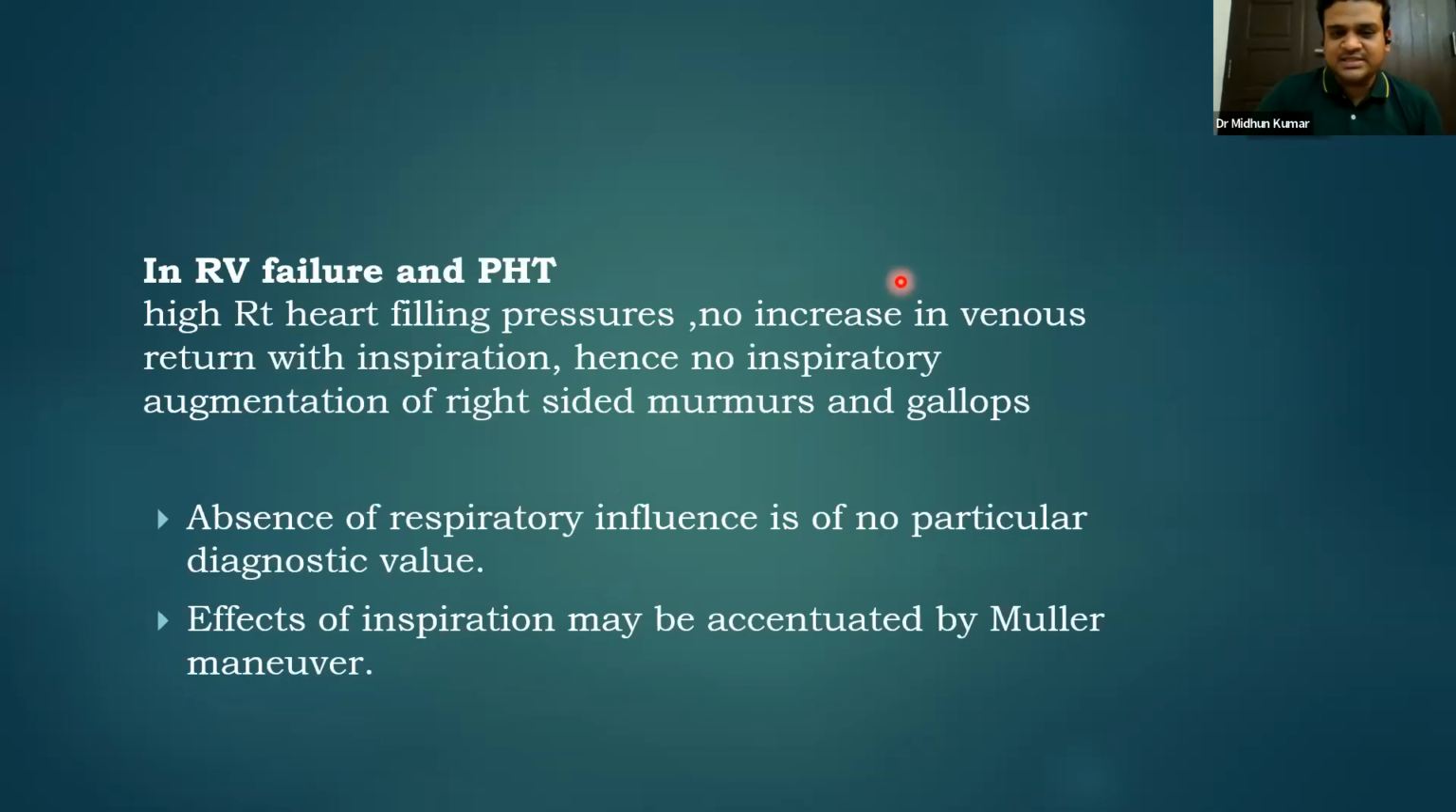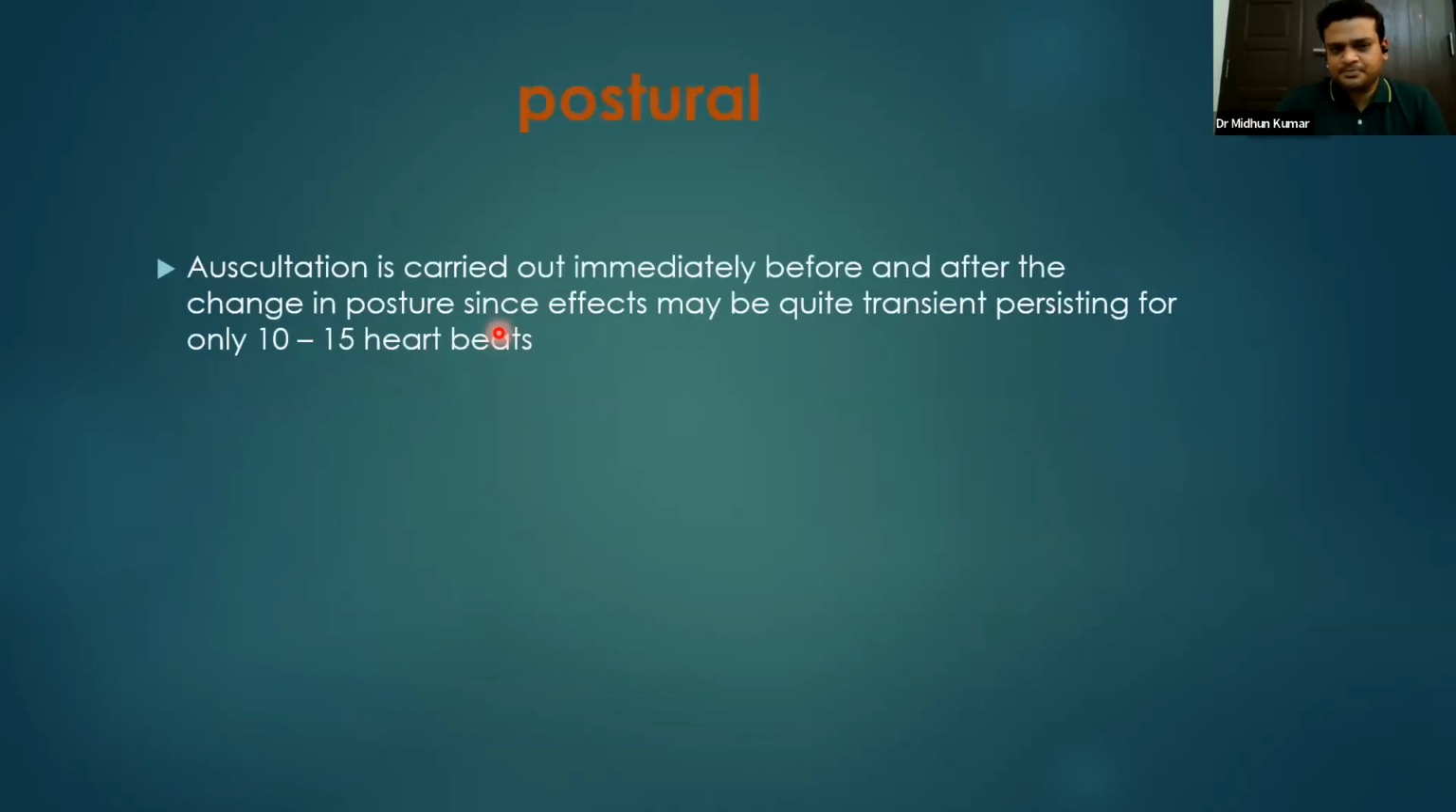The other exception to this is RV failure and PST, because the RV cannot increase its stroke volume when it's dysfunctional. So when any condition is associated with RV failure and PST, it cannot accommodate the excess blood. So there won't be any increase in the murmur. So in mitral stenosis with RV dysfunction, there won't be any increase in the tricuspid regurgitation murmur with inspiration. But this exception should be noted.